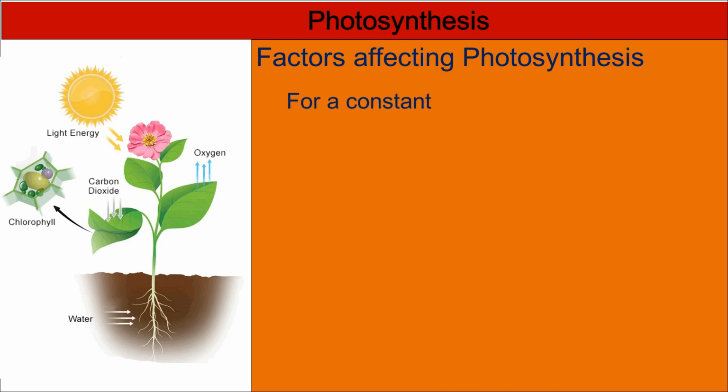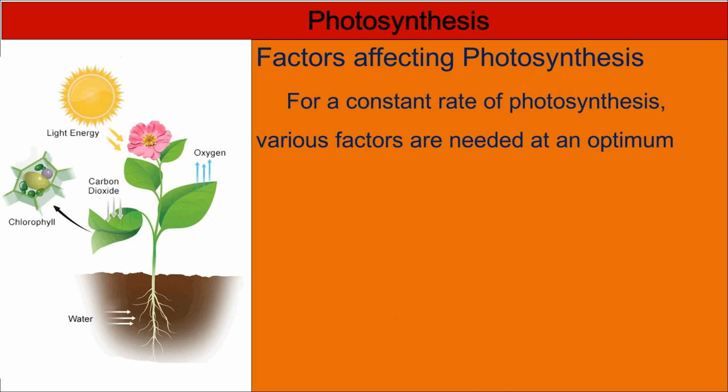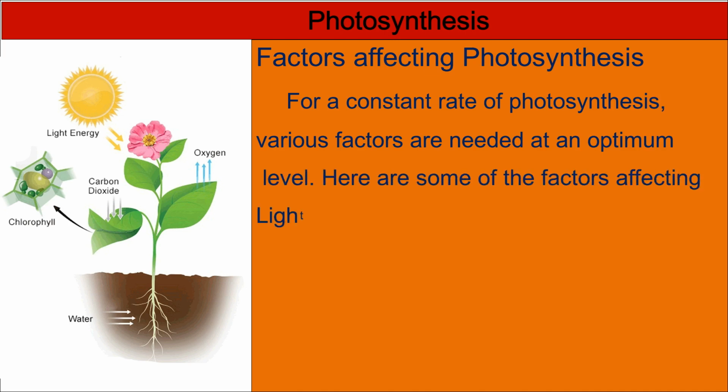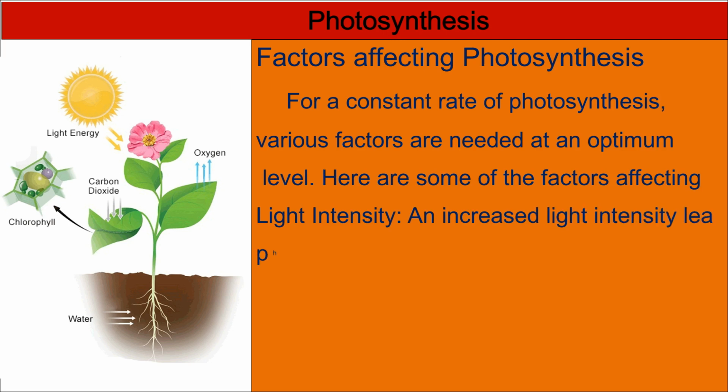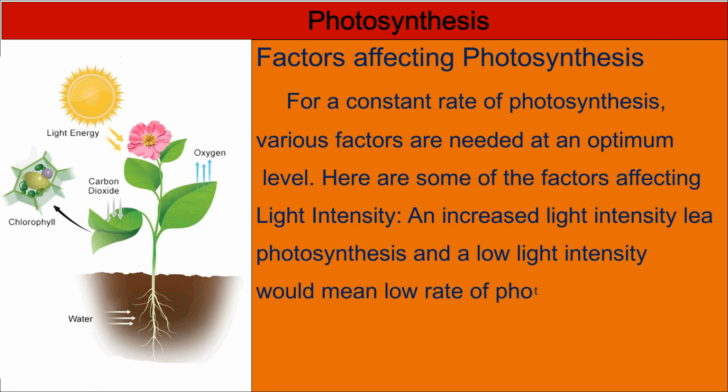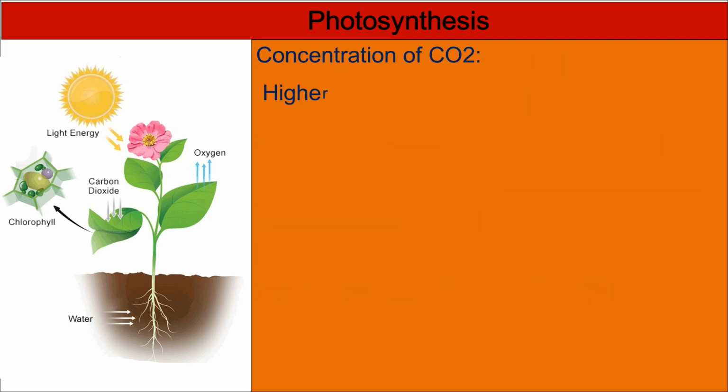Factors affecting photosynthesis. For a constant rate of photosynthesis, various factors are needed at an optimum level. Here are some of the factors affecting photosynthesis. Light intensity. An increased light intensity leads to a high rate of photosynthesis, and a low light intensity would mean a low rate of photosynthesis.